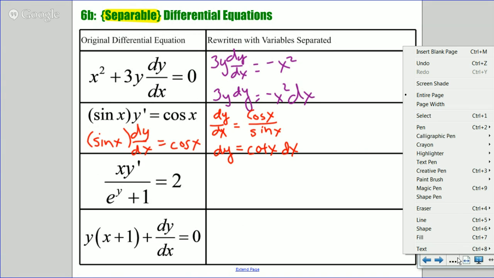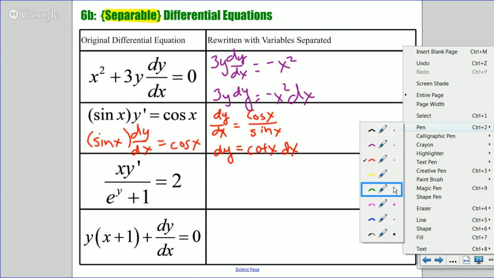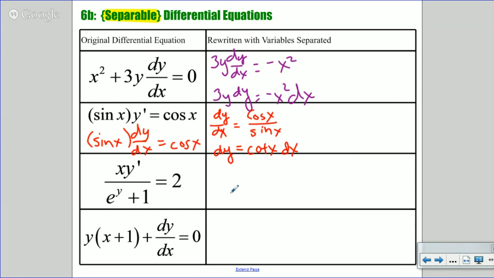All right, let's try the next one. I have x times y prime, so again, let's change that to dy dx, shall we? Equals, over e to the y plus 1 equals 2. Okay, so what would you like to do first?